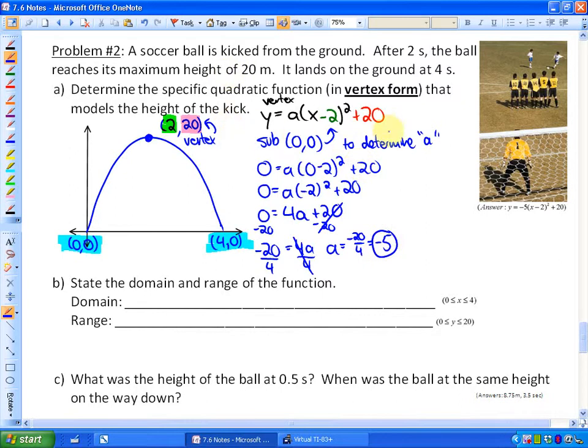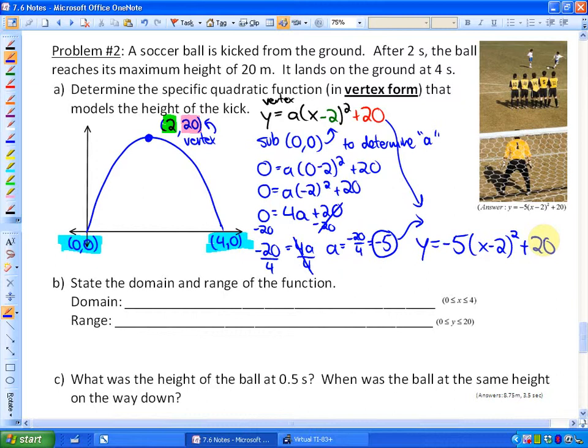So if we put all of these things together, you will have that y is equal to -5, that's your coefficient a, times (x - 2), because the x-coordinate of the vertex is +2, squared, plus 20. The next part of the question says, state the domain and range of the function.